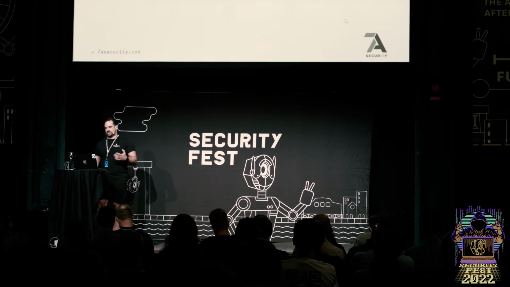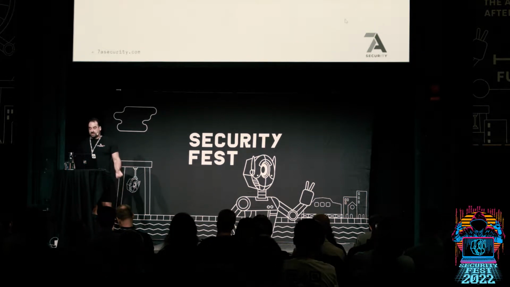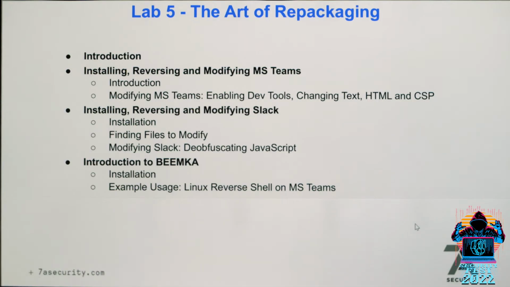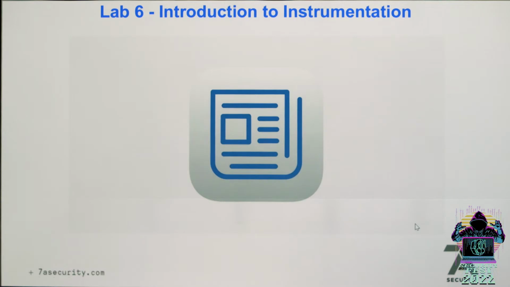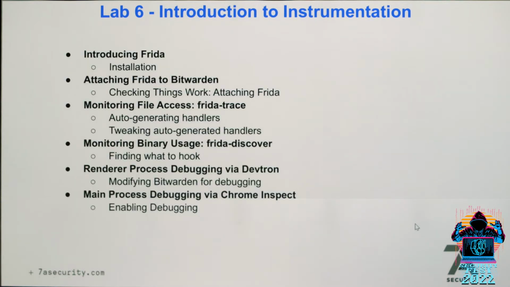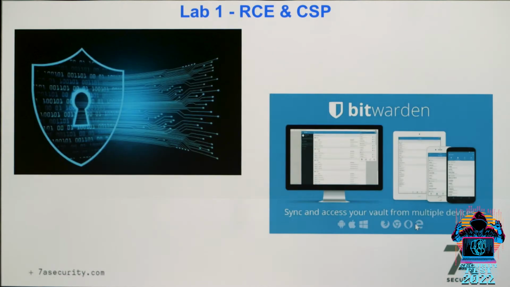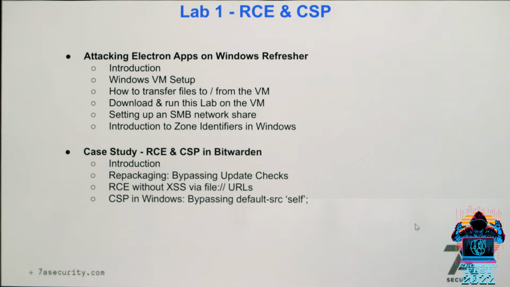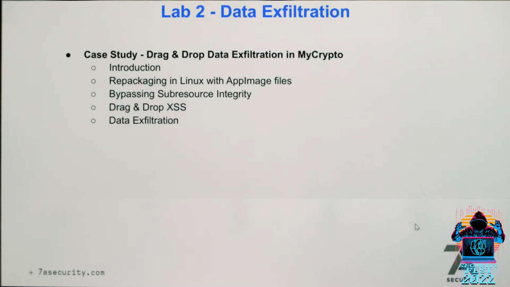This is a very interesting concept, and also much easier to do on Electron applications than on mobile applications, where you normally have to install the application again. Then there's another one about instrumentation, so modifying the application at runtime, which you can achieve with Frida and other tools. And then we will be doing a bit of attacking Electron applications with file URLs in Windows. So I'll show a demo about that in a second.